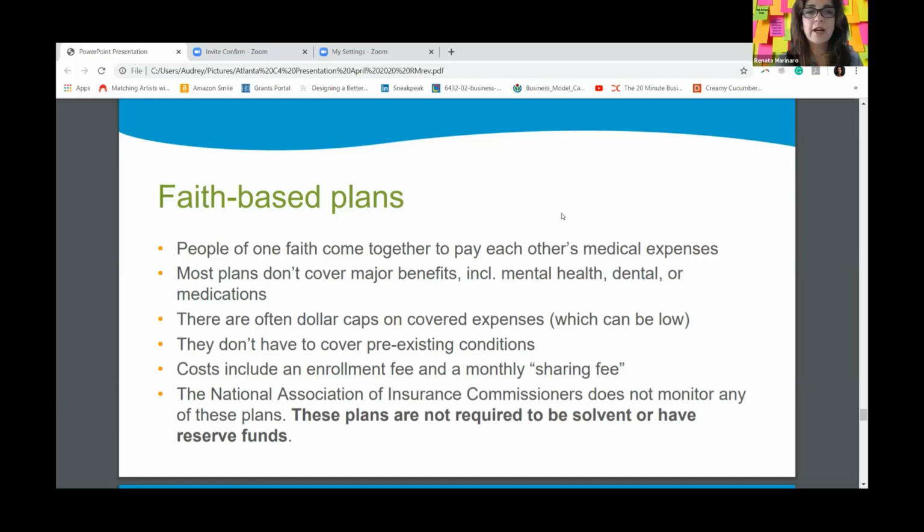Insurance plans are required to be solvent and have reserve funds. These plans are not. So if you pay into a faith-based share plan and then something happens to you, you have no legal recourse to sue, because they are not regulated by insurance commissioners or departments of financial services, and they are not required to have any money in reserve. I want to be clear about that. Next slide, please.